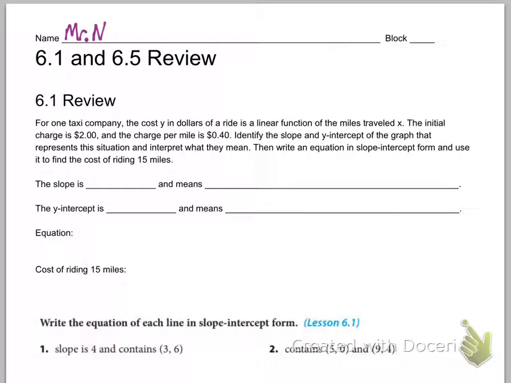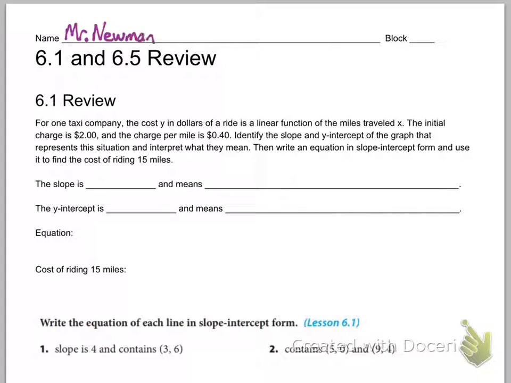Hey everyone, Mr. Newman here, and we're just going to do a few review problems for 6.1 and 6.5. We're also going to end with a problem that is a little more difficult than you will see on the quiz, but I think it's good practice to try more difficult problems. That way the quiz seems easier by comparison.